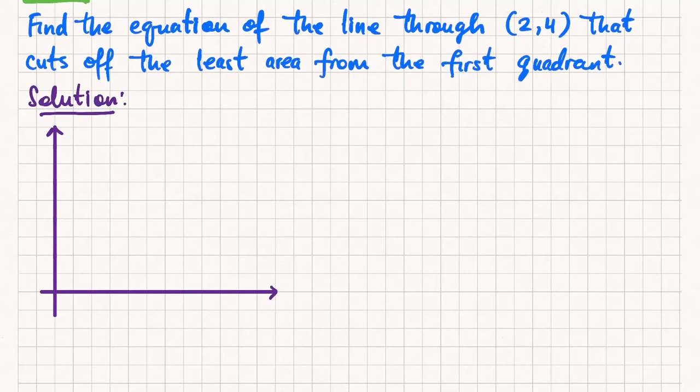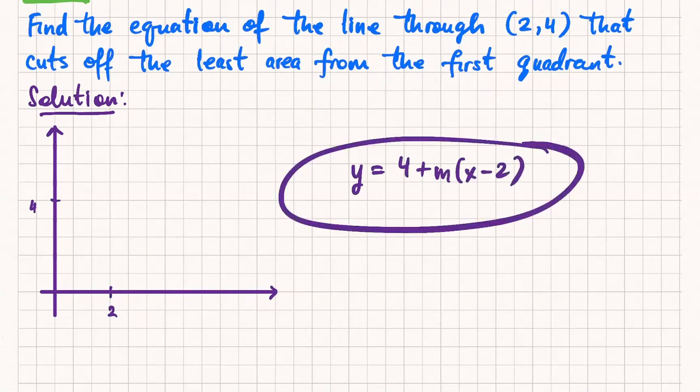I'm just going to say that here's 2, here's 4. No, that's not good. Let's say (2, 4). Objective is y equals 4 plus m times (x minus 2). That's not an objective, that's an equation, right?